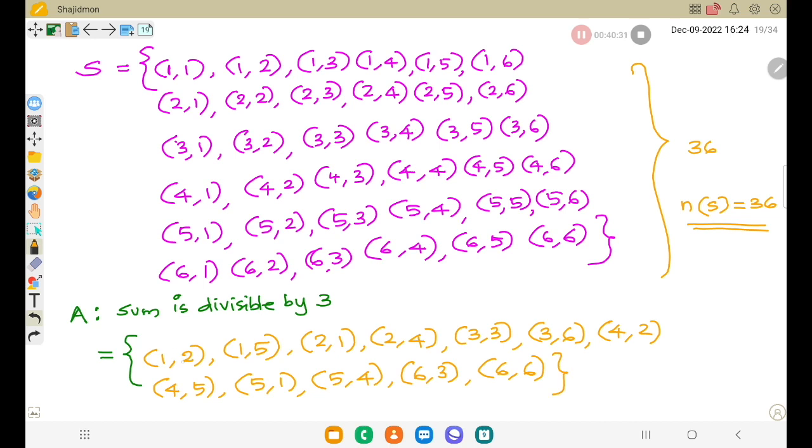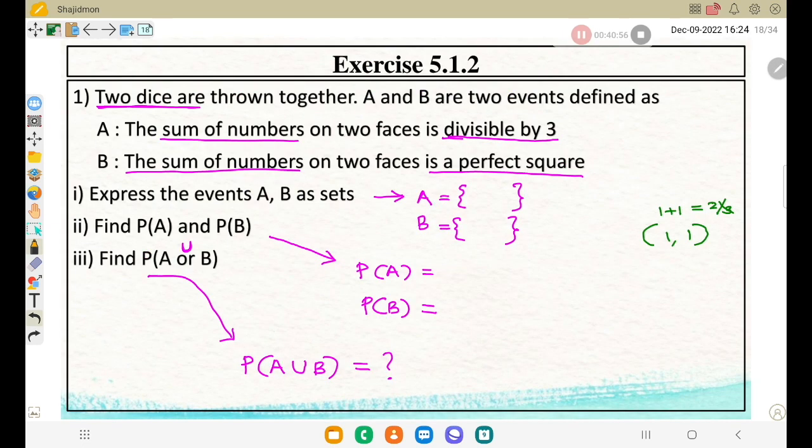So how many elements can we get? We can count it: 1, 2, 3, 4, 5, 6, 7, 8, 9, 10, 11, 12, correct? So we are getting the number of elements of the event A equal to 12. Number of outcomes equal to 12 we are getting. I hope you understood that one. How we are taking the sum of the numbers, the sum of the faces we can divide by 3, from the sample space set. Now what is B actually?